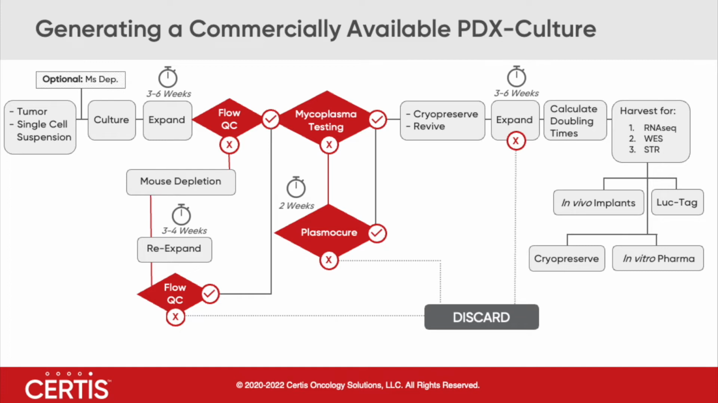Our other QC step is human versus mouse content. So anytime we generate a culture from a PDX model, we run flow cytometry on it to determine the percent of human cells versus the percent of mouse cells. We have a cutoff of 80%. That's our low cutoff. You have to be at least 80% human. Anything below that, we attempt to mouse deplete. But typically, most of our cultures are either 98, 99 and above percent human, or they're just not, and we have to mouse deplete. So those are our main QC.